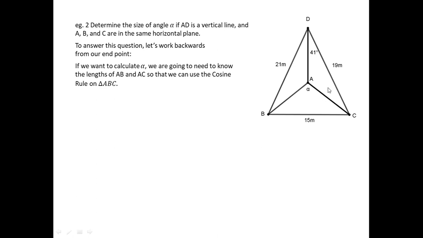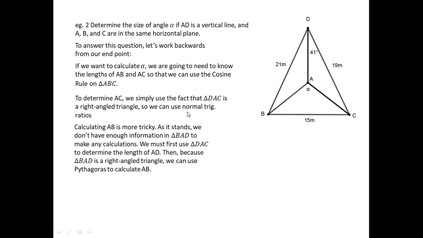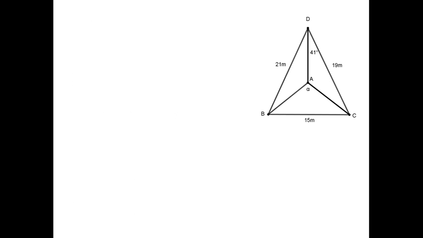because then we can use the cosine rule on this horizontal triangle. Now AC will be easy to work out, just like we did in the previous example using the sine ratio. But to work out AB on triangle DAB, we don't actually have much information other than that BD is 21 meters. So we're going to need to work out the length of AD using trig from triangle DAC, and then we can work out what AB is. Yes, you can read all of that at your leisure. Let's see what that looks like in practice.